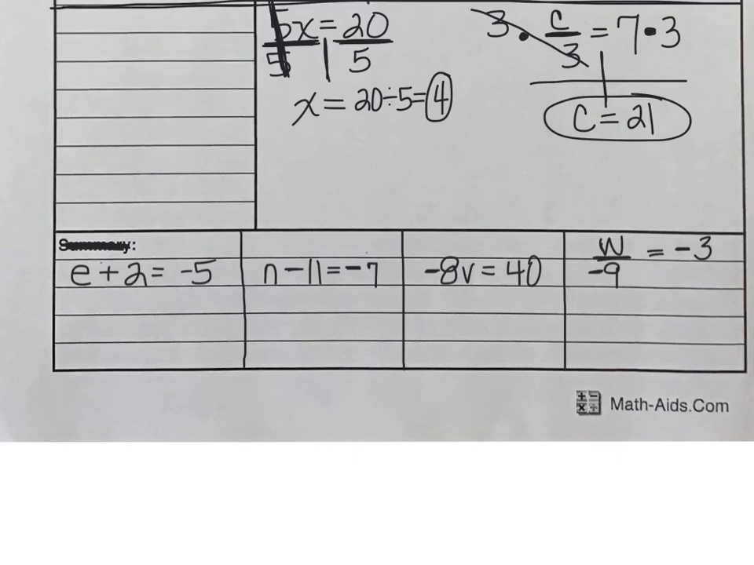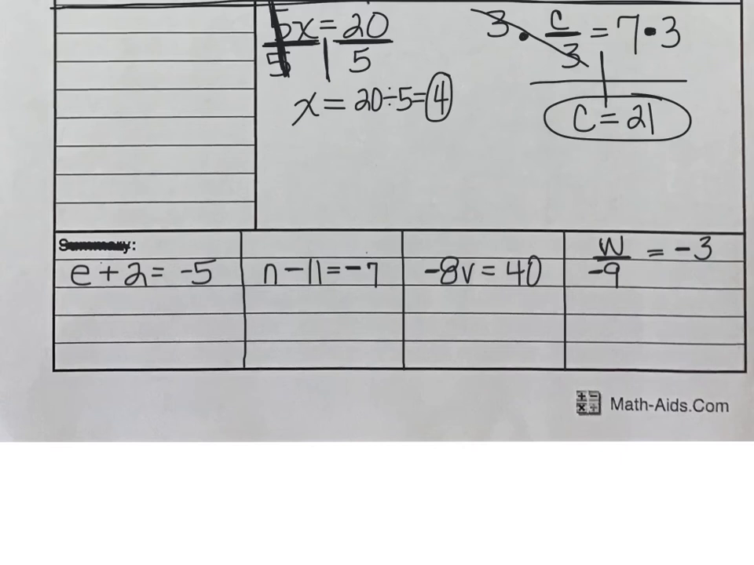Take a minute to copy down these 4 equations. We're going to solve each of them using the process of inverse operations. Let's start with the first equation that involves addition. E plus 2 equals negative 5.